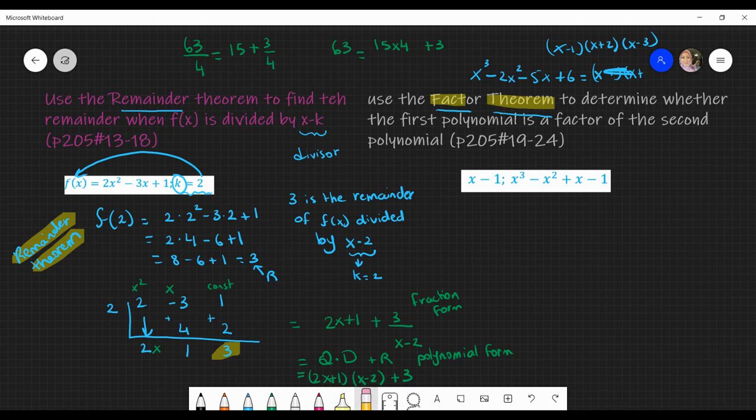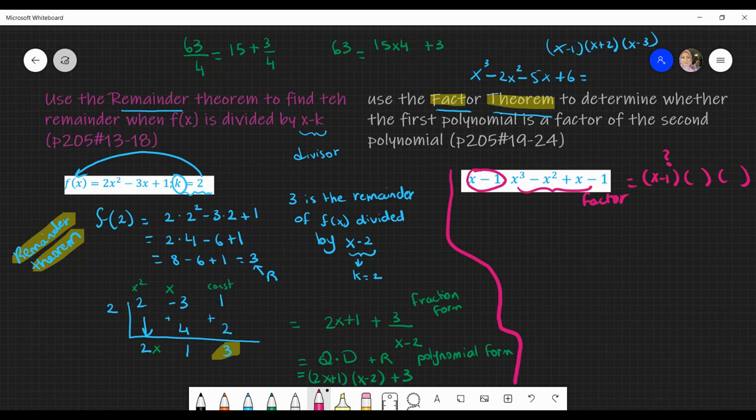When I say factor theorem, it means I want to know whether a number I give you will be a factor of this polynomial. So let's take this example. It says use the factor theorem to determine whether the first polynomial, so this one, is a factor of the second polynomial. So in other words, if I factor this and I have a product of factors, would x minus 1 be one of those factors?